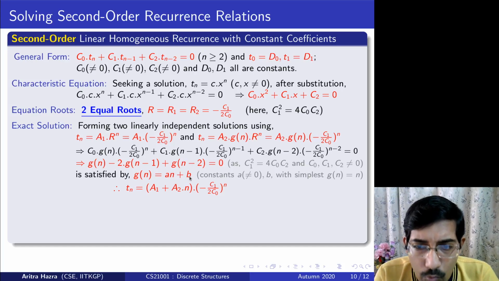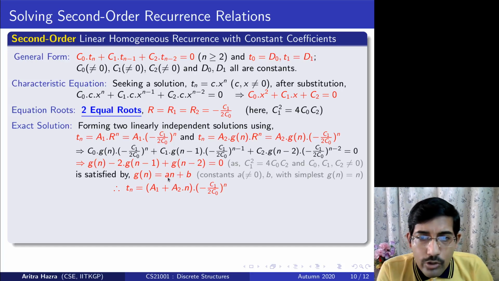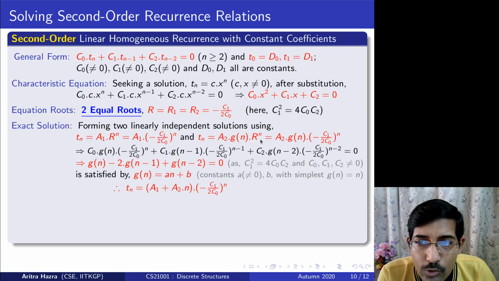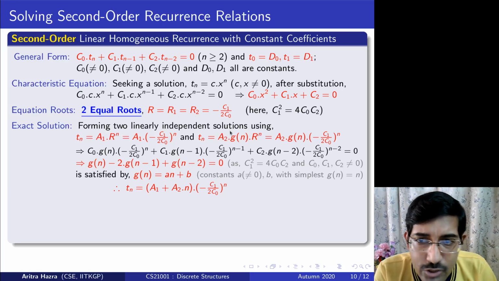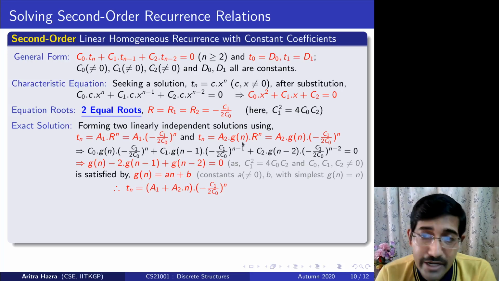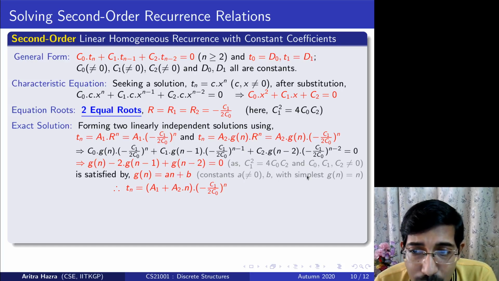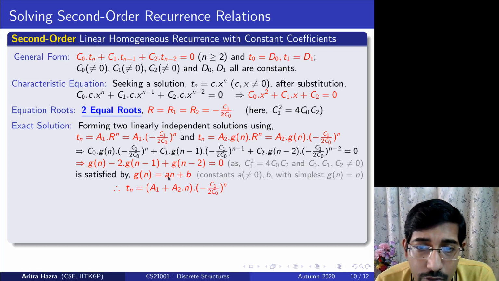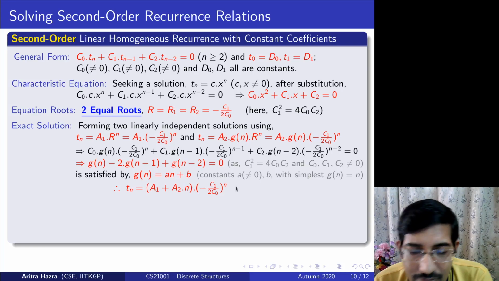Now, simplifying it more, the only constraint is that you cannot have A equal to 0, because otherwise Gn is a constant and you will get a2 into a constant into r to the power n, which is linearly dependent here. I need two solutions because it has two roots, but my problem is the two roots are the same, hence I need to make them linearly independent. To make them independent, the simplest possibility is Gn equal to n, where A equals 1 and B equals 0. So that's why I put here a2 into n into r to the power n as my solution. So this is my exact solution finally.